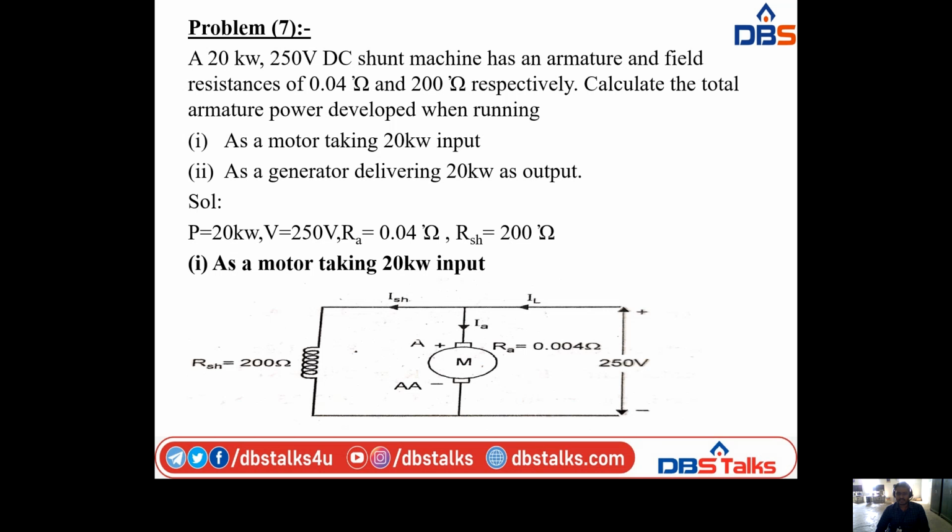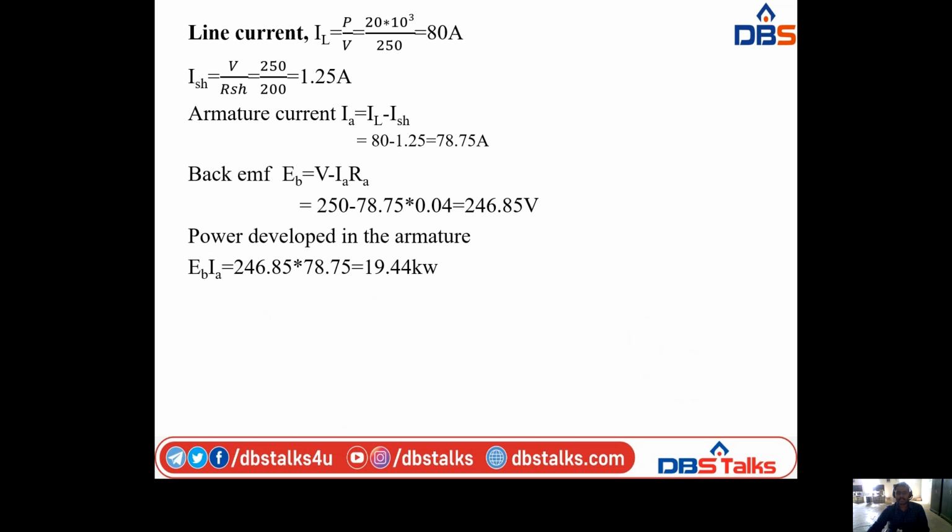Next, we are taking the RSH value as 200 ohms, that is the shunt field resistance, and the supply voltage V is equal to 250 volts. Firstly, we have to calculate the line current, that is line current or load current. IL is equal to P by V.